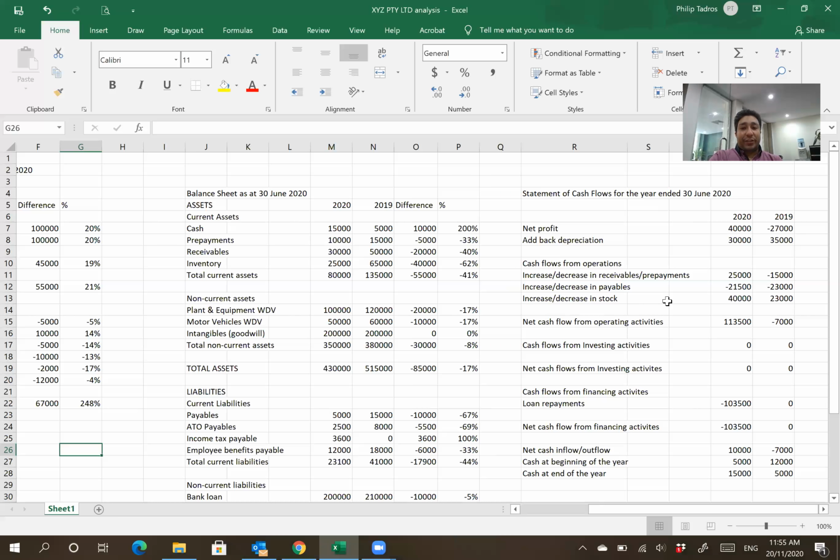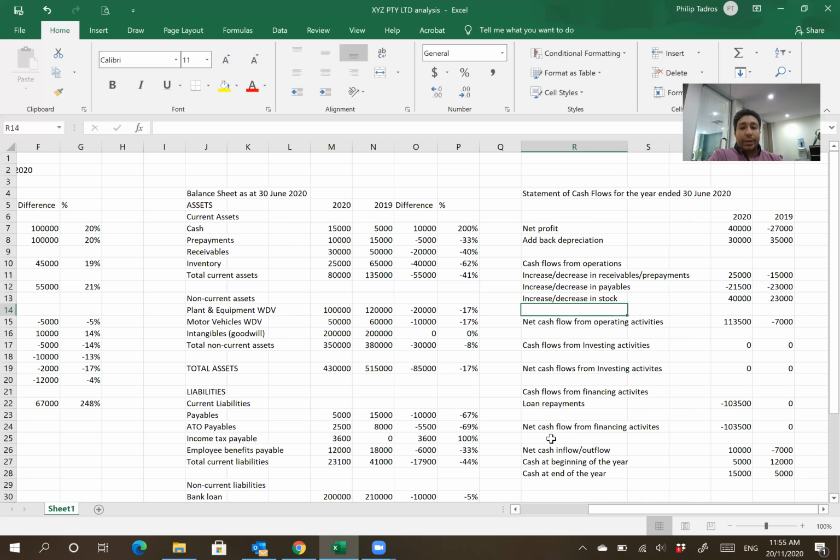However, just quickly, the components of the cash flow statement. So whether you're using the direct method or the indirect method, you have cash flows from operating activities, cash flows from investing activities, and cash flows from financing activities. Now, I'll discuss what goes in where shortly. Then you come up with a net cash inflow or outflow for the year. And then you have cash at the beginning of the year and then cash at the end of the year.